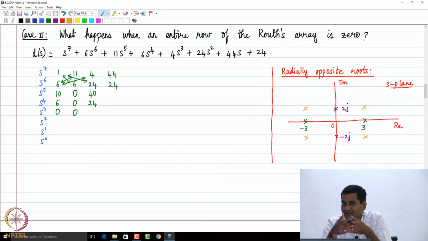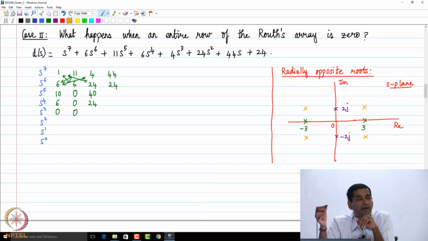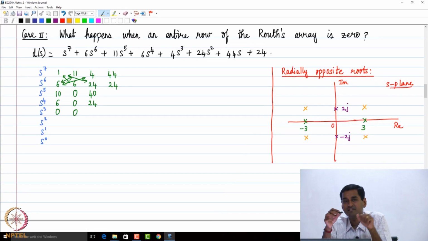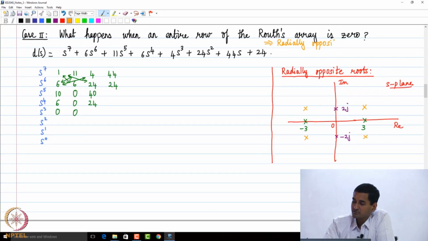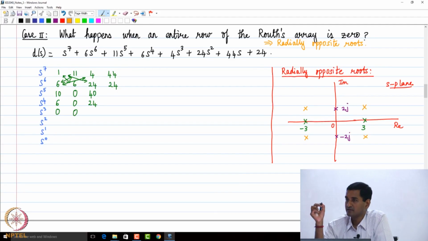Now, when an entire row of the Routh array happens to be 0, that implies that the polynomial is going to have radially opposite roots. Which of these patterns we have, we are going to evaluate using the Routh array. Is it clear what the implication is? Let me restate it once again: if the entire row happens to be 0, this implies that we are going to have radially opposite roots.